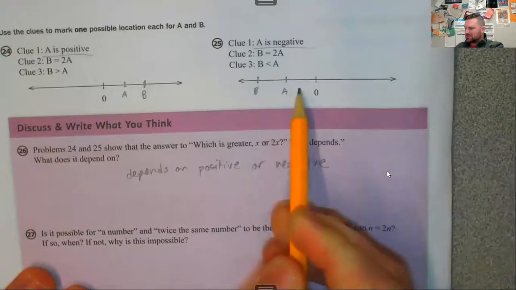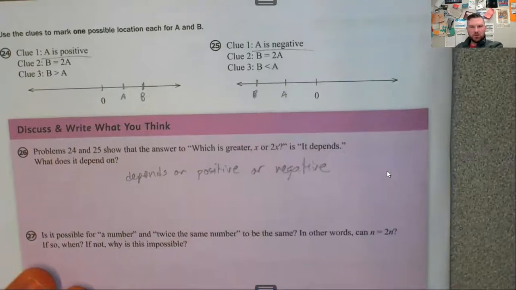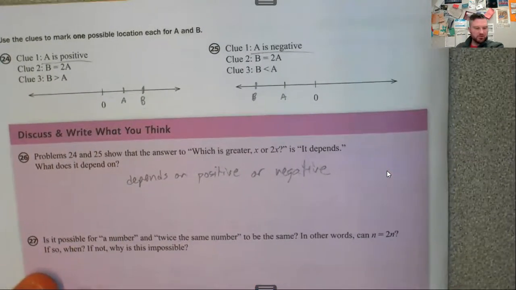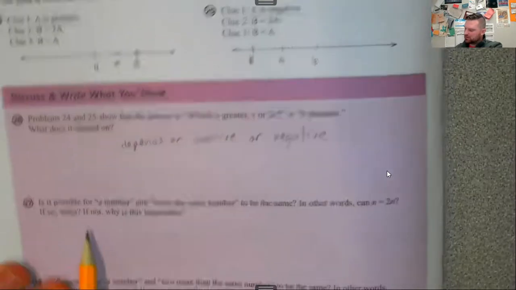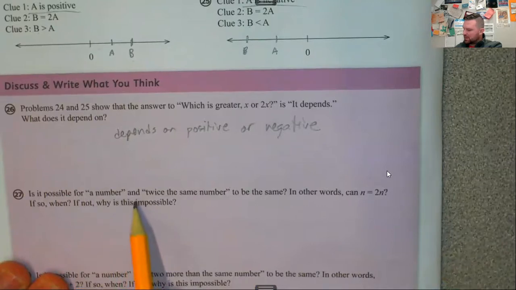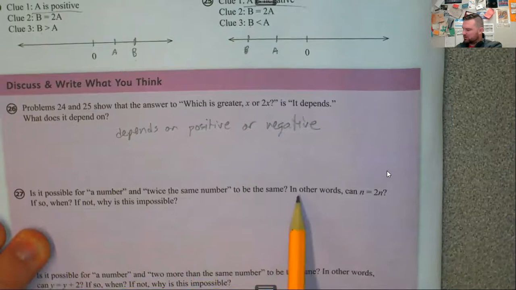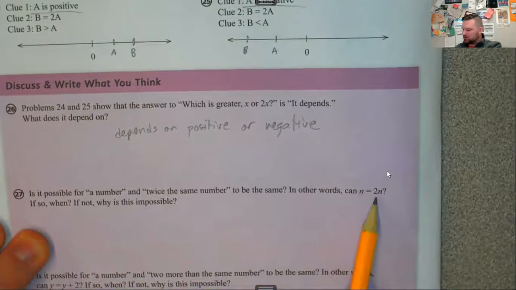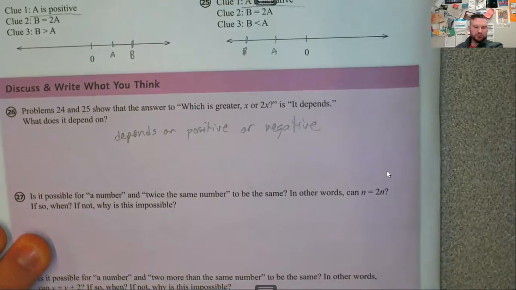Okay, because if A is negative, then A in this case would be bigger than B. Okay, because it's reverse of what you think. Is it possible, number 27, for a number and twice the same number to be the same? In other words, can n equal 2n? If so, when? If not, why is it impossible?